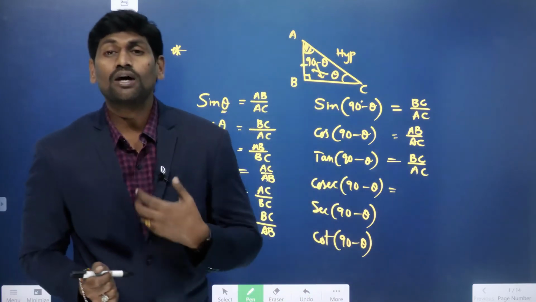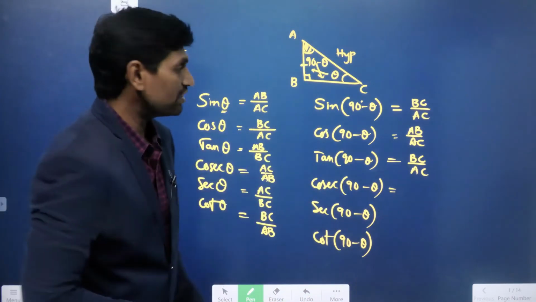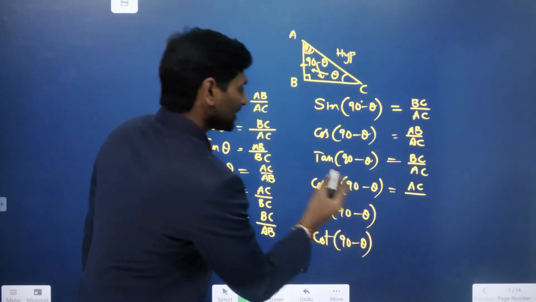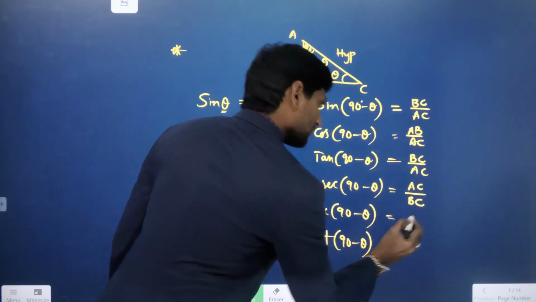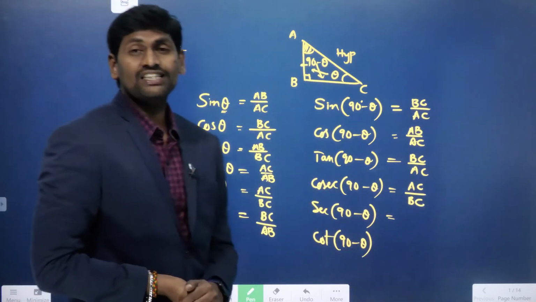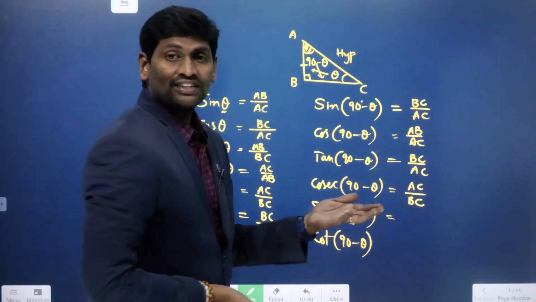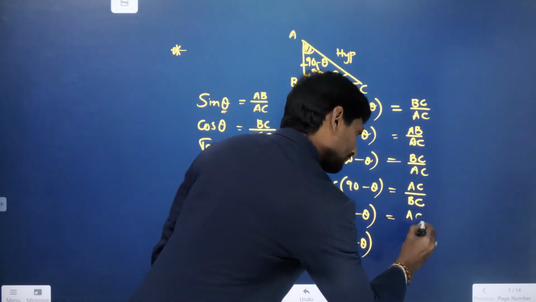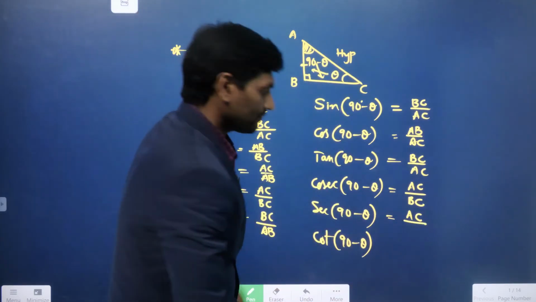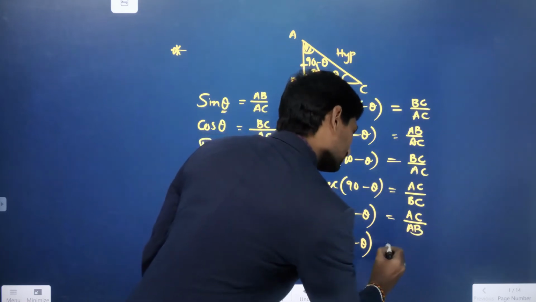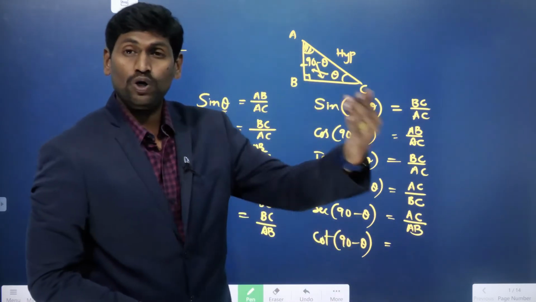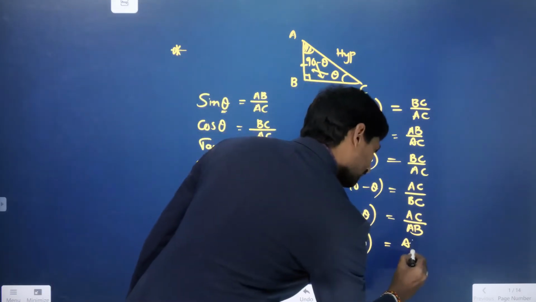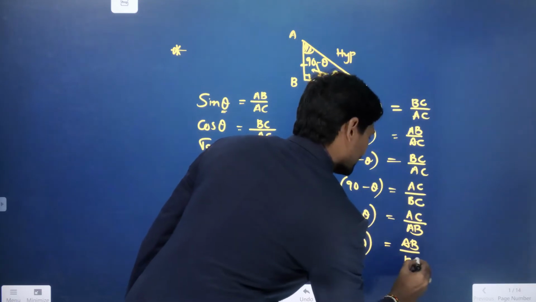Cosecant of 90 minus theta, the reciprocal of sine, is hypotenuse by opposite side. The hypotenuse is AC and the opposite side to 90 minus theta is BC. Next, secant, the reciprocal of cos, is hypotenuse by adjacent side. The hypotenuse is AC and the adjacent side is AB. Last, cot, the reciprocal of tan, is adjacent by opposite side. The adjacent side is AB and the opposite side is BC.